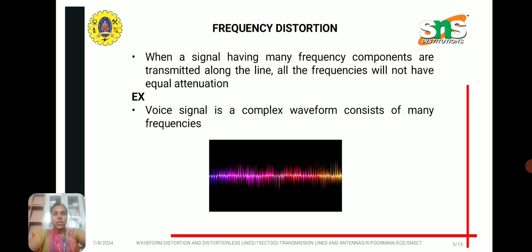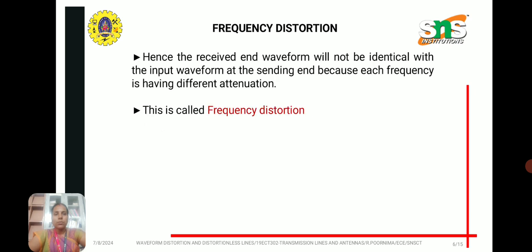First type, frequency distortion. When a signal having many frequency components is transmitted along the line, all the frequencies will not have equal attenuation. For example, a voice signal is a complex waveform consisting of many frequencies. At the receiving end, the waveform will not be identical with the input waveform at the sending end because each frequency has a different attenuation. This is called frequency distortion.